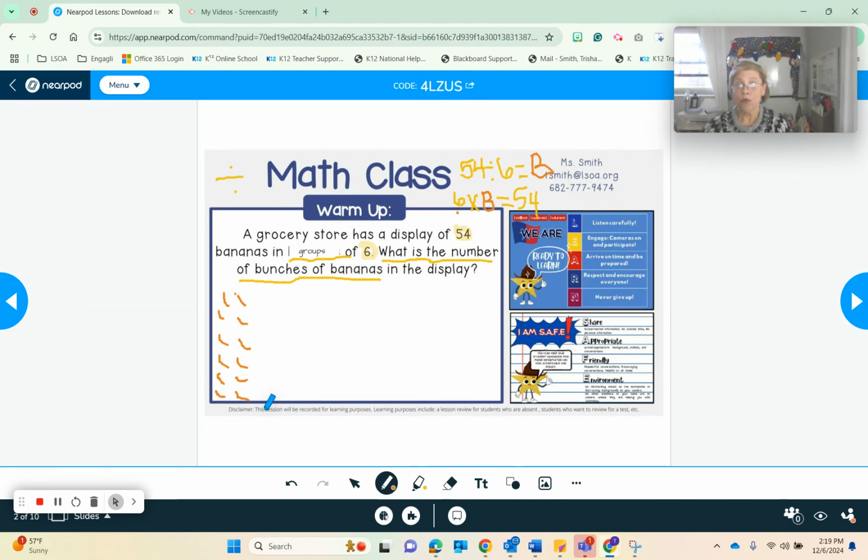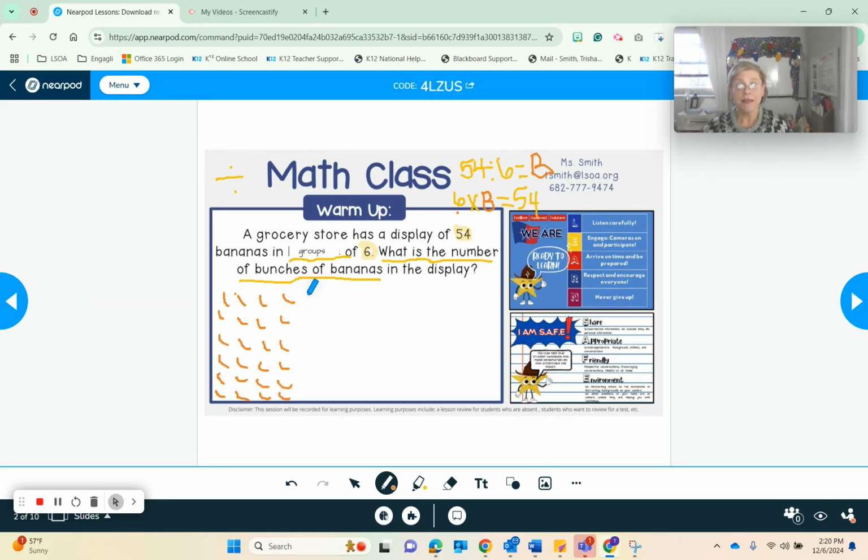6 times 2, that's 12. Keep going. 1, 2, 3, 4, 5, 6. Am I done? No, I'm not. I know I have 6 in each column, and I have 3 columns, so 6 times 3, that's 18. I have to get to 54. 1, 2, 3, 4, 5, 6. Am I done yet? Nope. Have to keep going. I have 4 columns. 6 times 4 is 24.